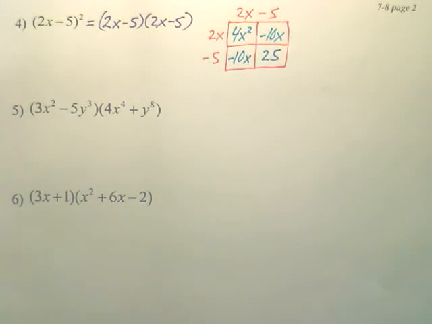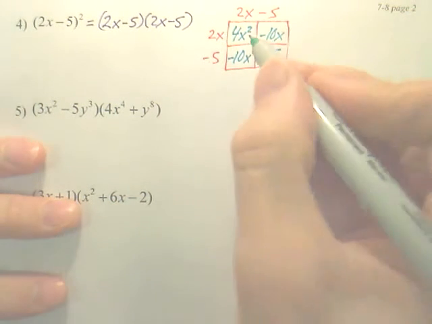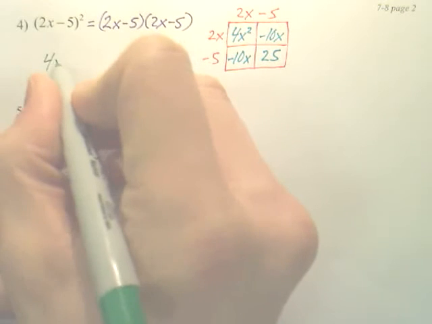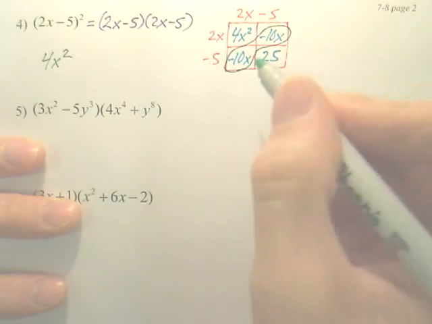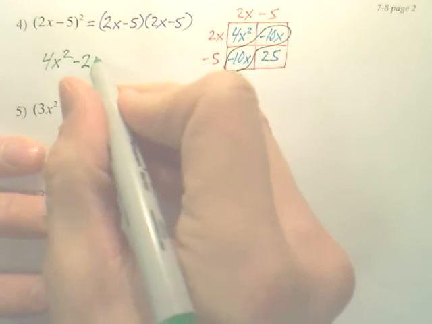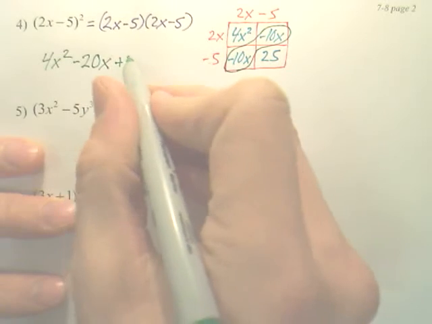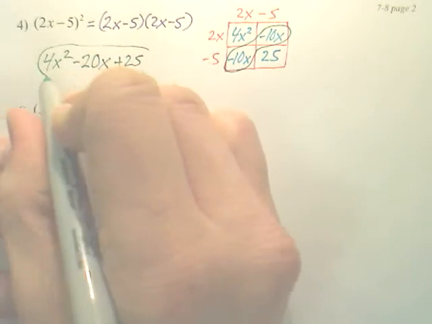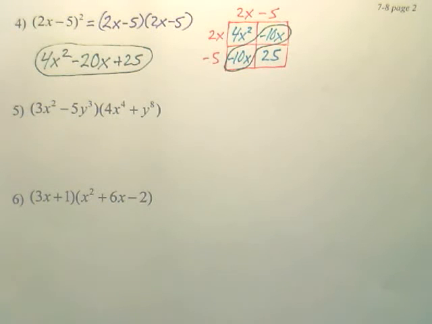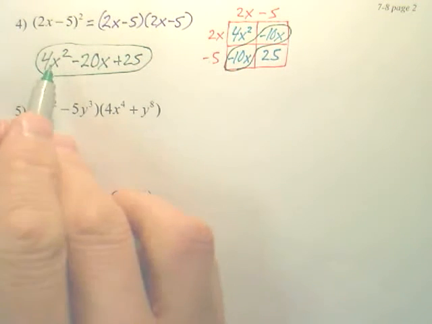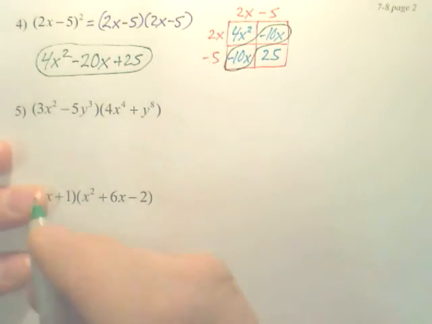Alright, so then we add up all the boxes that are the same. So when you look at this, you have a 4x squared. That's okay. Then you have these two boxes that are the same type of terms. And that would be negative 10 and negative 10 gives you negative 20x, and then 25 all by itself. What's nice about this box is that most of the time the diagonals tend to combine. It's kind of cool like that. And we're done. Highest power to the lowest, it goes in decreasing order of powers.